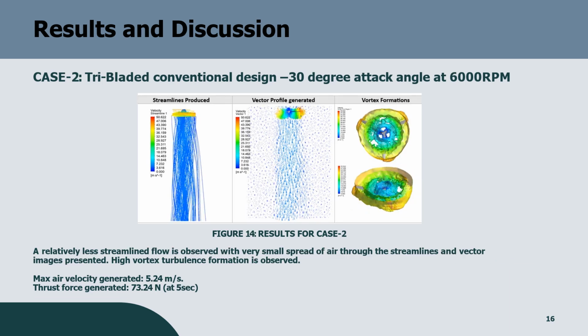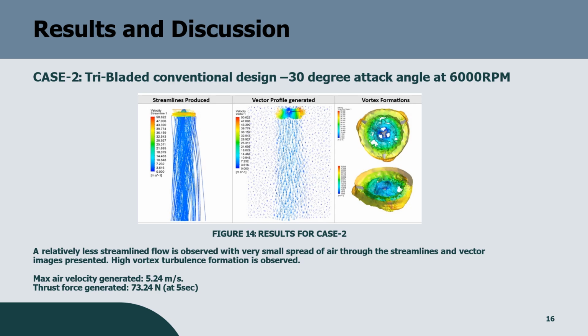Case 2: a tri-bladed conventional design, 30-degree attack angle at 6000 rpm. A relatively less streamlined flow is observed, with a very small spread of air through the streamlines and vector images presented. High vortex turbulence formation is observed. Maximum air velocity generated is 5.24 meters per second. Thrust force generated is 73.24 Newton at 5 seconds.